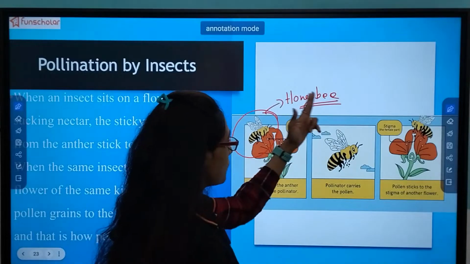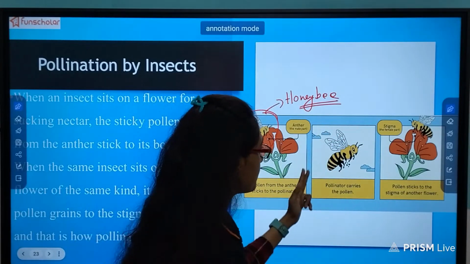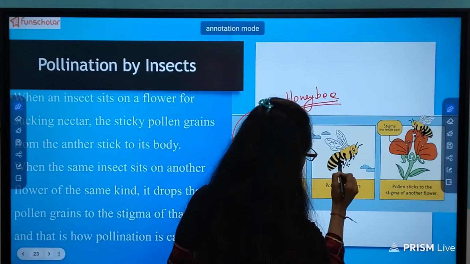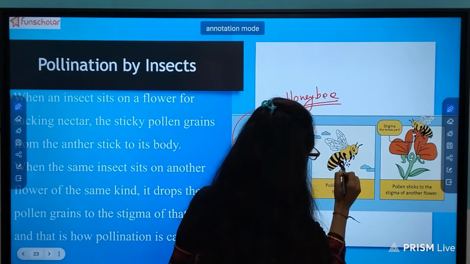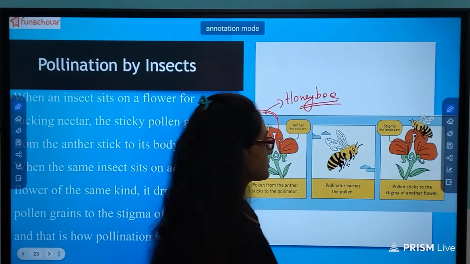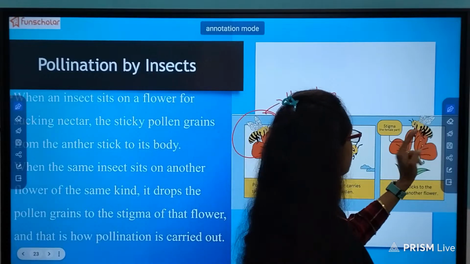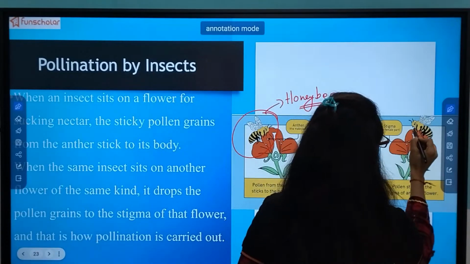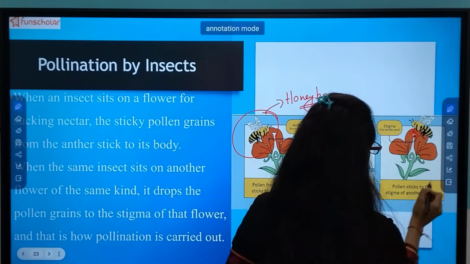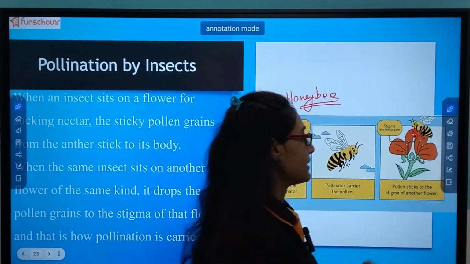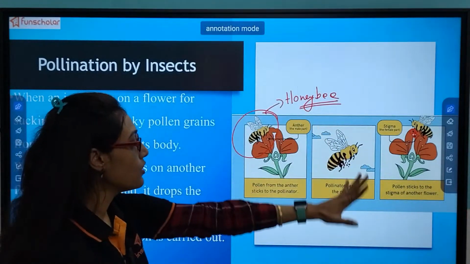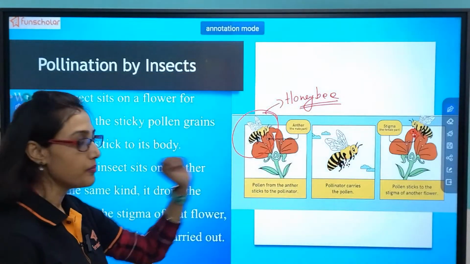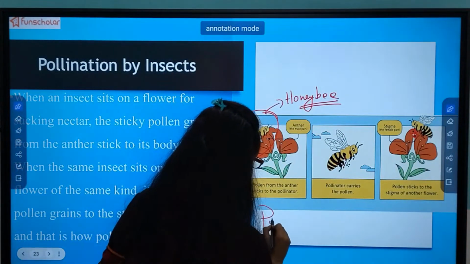Okay. So the honeybee carries the pollen grains. See, the pollen grains stick to the legs and other parts of the body. When they sit on the female part, see, the pollen grains are being deposited in the stigma of another flower. So this is how the process of pollination takes place.